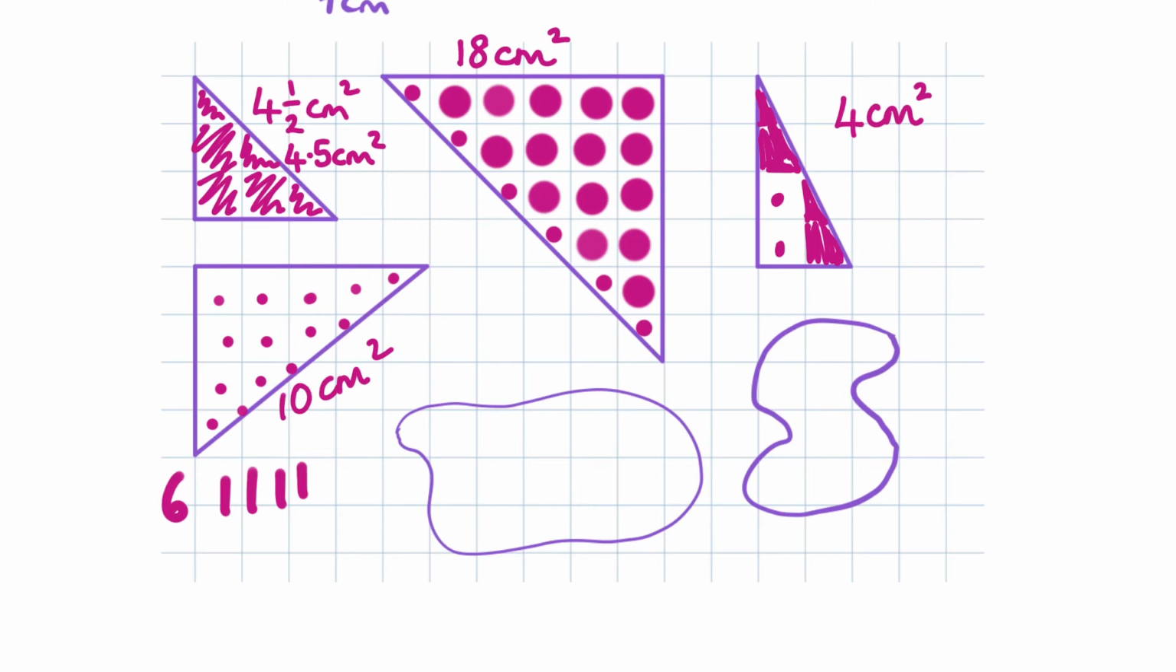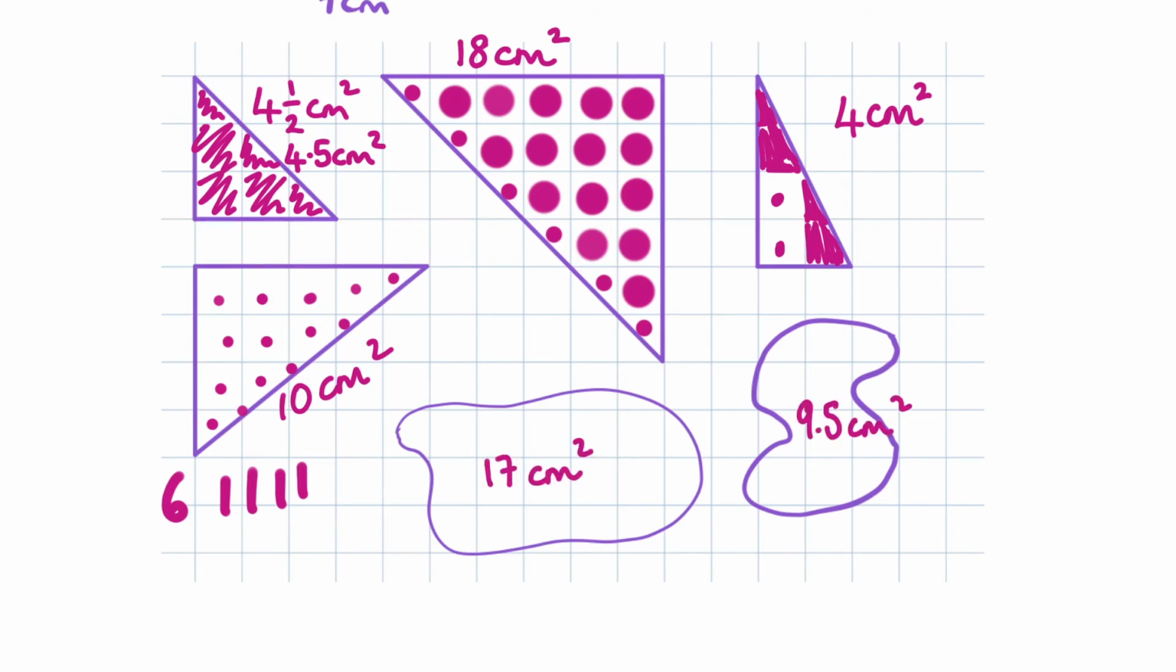Okay. Now, last 2, we've got these blobby shapes now, and these are definitely a case of estimating. So I'll leave you for a couple of minutes whilst you have a look at these shapes. See if you can count whole squares, and see if you can put bits of squares together to make whole ones. See what you think, and then come back.